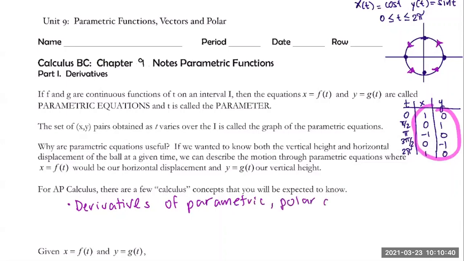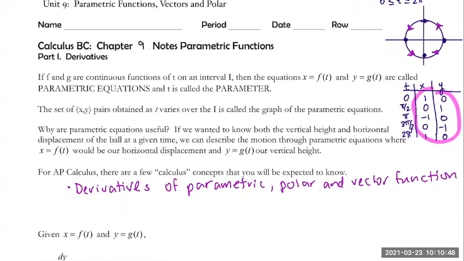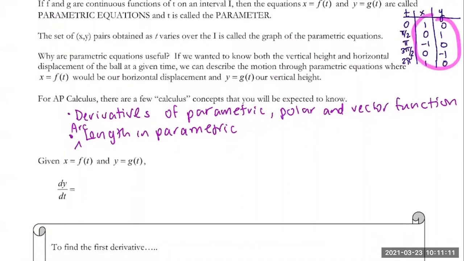Polar and vector. I'm including polar and vector here just because those can be expressed as a function of a third parameter as well, polar with theta, vectors with time. And then the length in parametric form. Arc length, if you want to add the part arc length above here, is a concept we've already studied, but just in terms of X and Y. We're going to introduce it with the parameter of time into it.